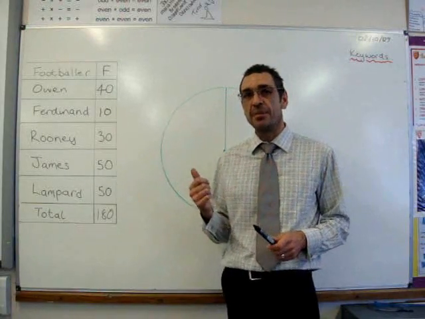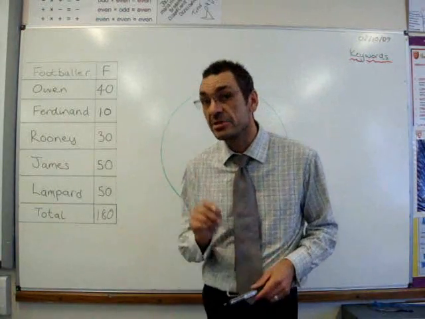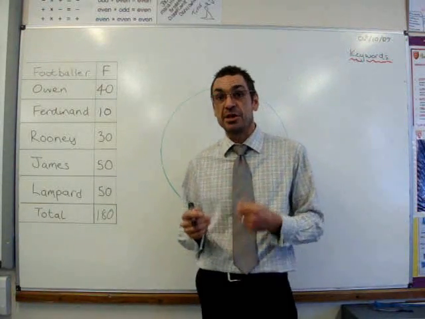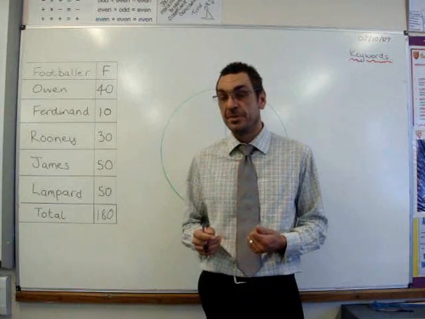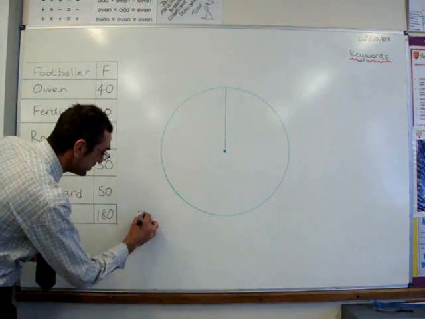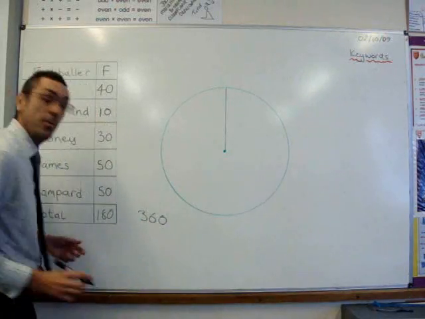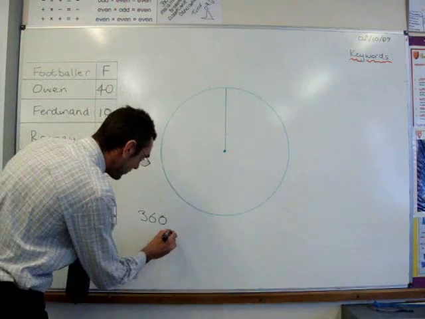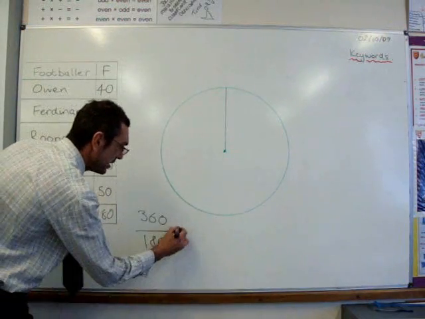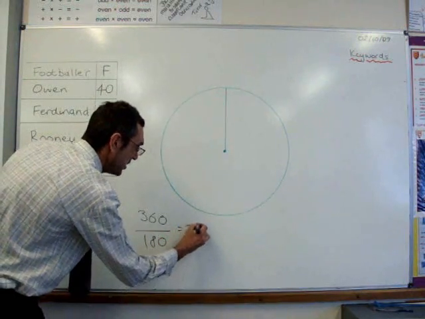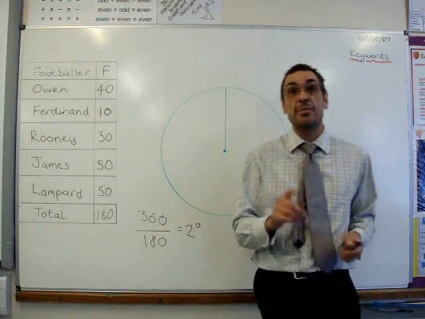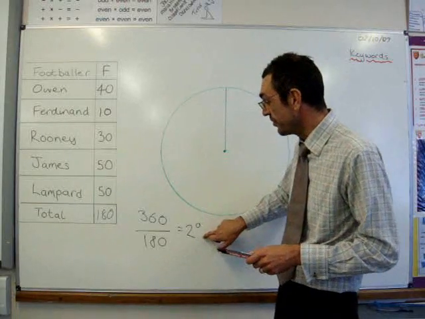To put this in a pie chart, obviously it's based on a circle. There are 360 degrees in a circle. So we have to find out how many degrees are going to represent one vote. So if we've got 360 degrees in total, and we had 180 votes, we divide 360 by 180, gives you an answer of 2 degrees. So, one vote will be represented by an angle of 2 degrees.